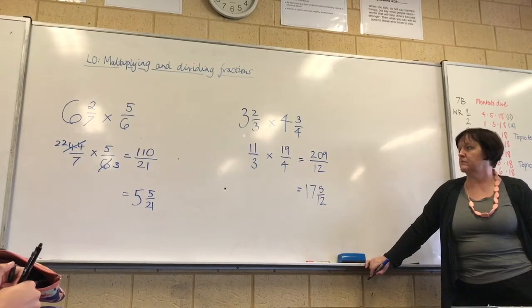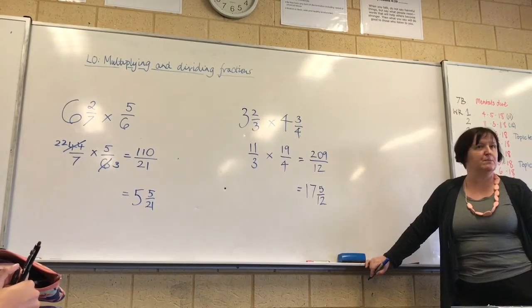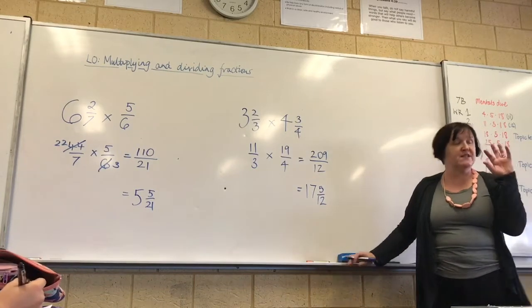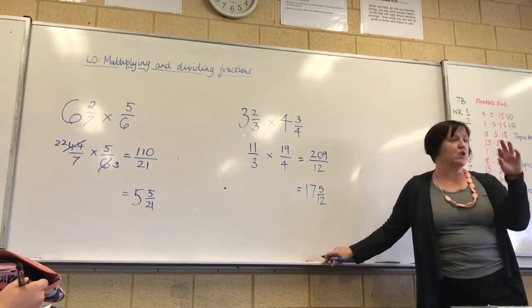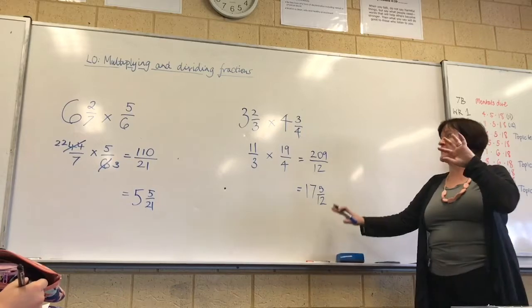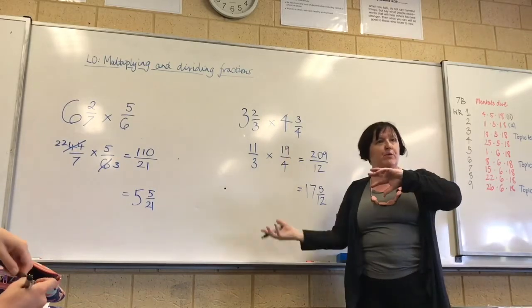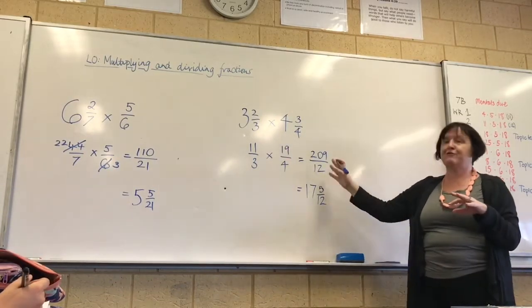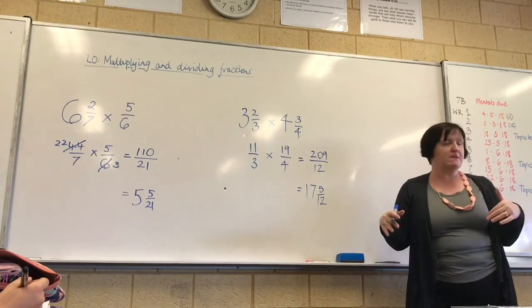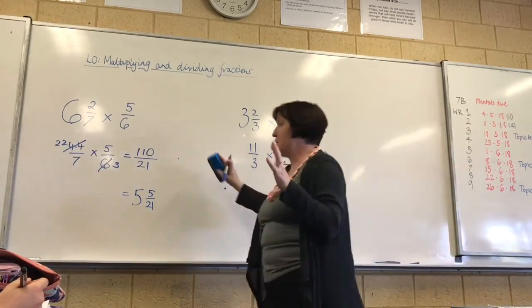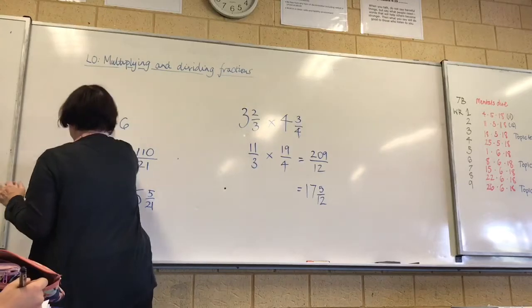Okay. So is everyone okay with multiplying then? So there's just the various things that you have to think about. You can cross cancel, you need to convert mixed numerals into improper fractions, and then if you're left with an improper fraction, convert it back to a mixed numeral. Now, if you can multiply, you can divide.